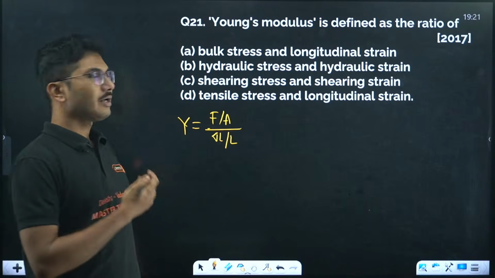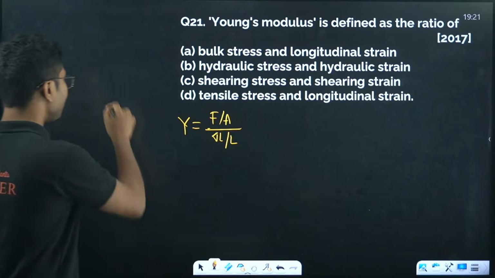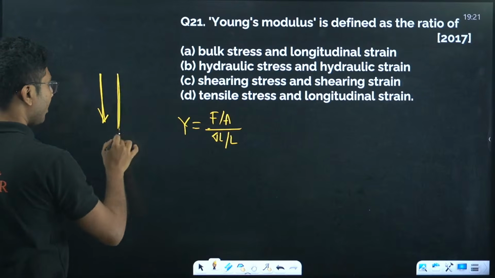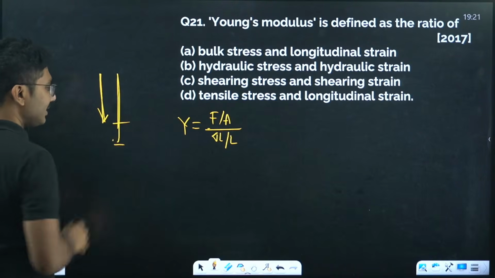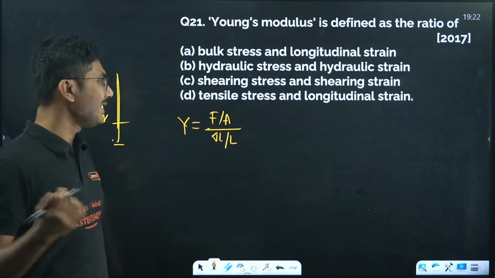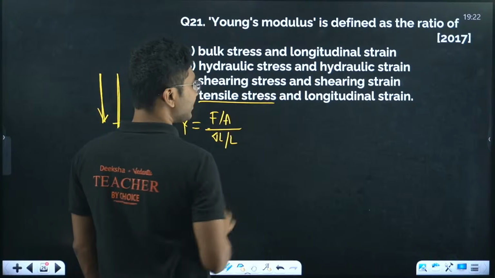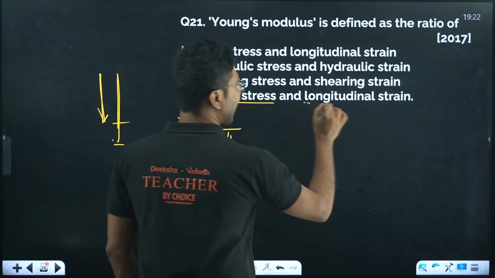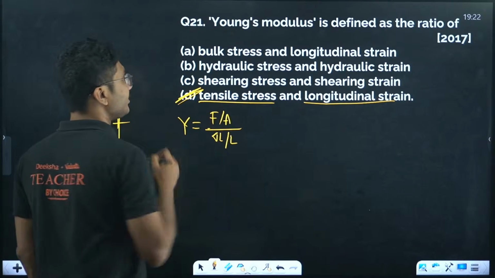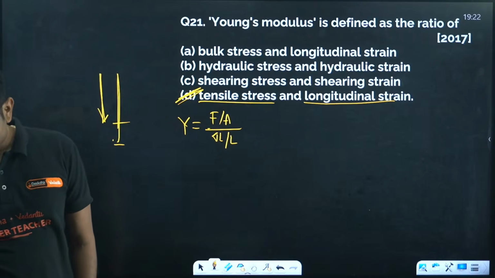So here for Young's modulus, the force is acting linearly and the object is changing its length, or whatever it is changing, it is also changing in the linear direction only. So Young's modulus is defined by tensile stress, which is linear stress, and longitudinal strain, which is also linear strain. So the correct answer is option D.